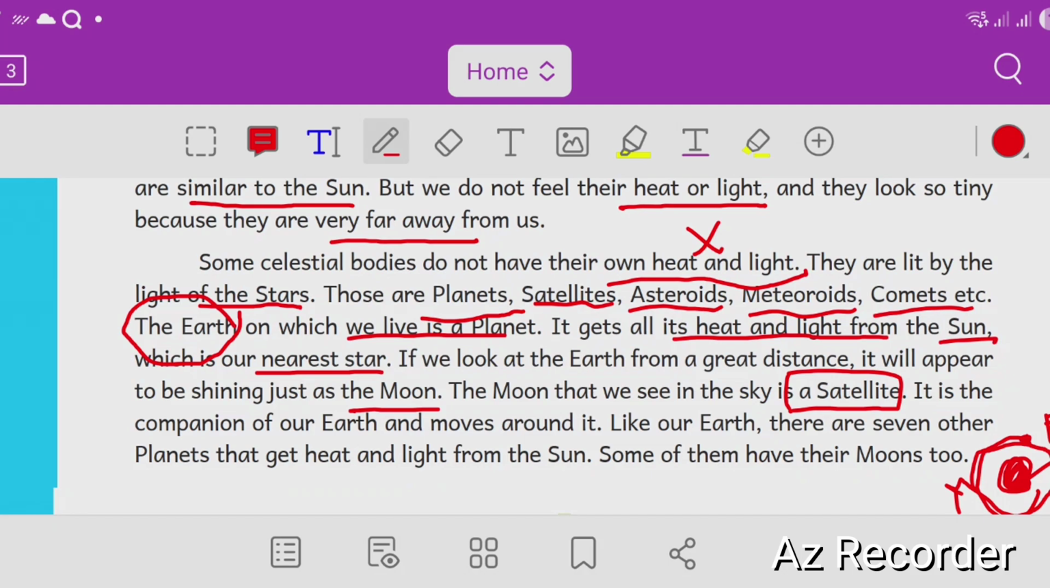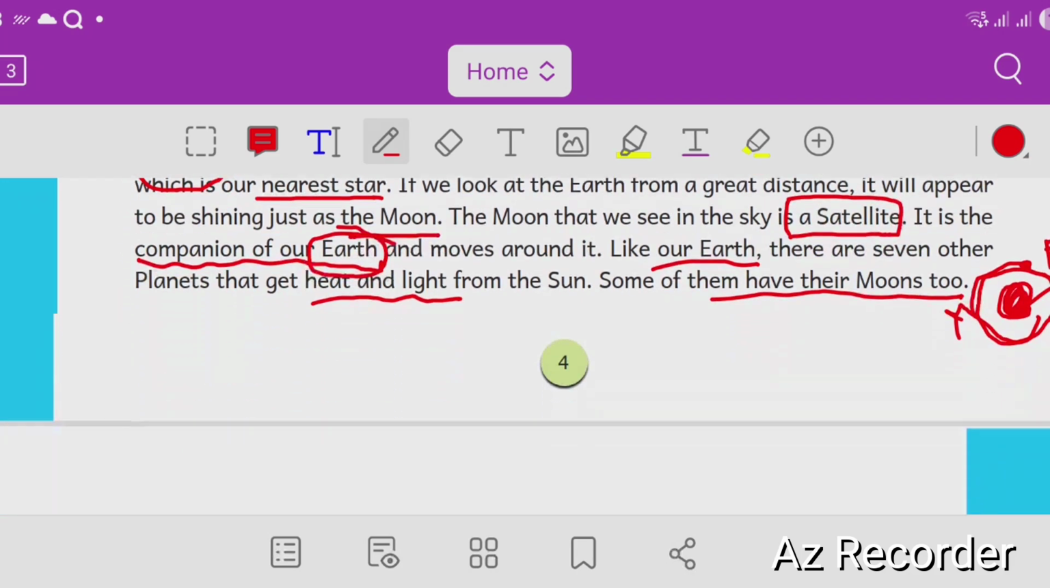There are 8 planets, and except for the first 2 planets, Mercury and Venus, the remaining 6 planets have moons. The moon that we see in the sky is a satellite. It is a companion of the earth. Companion means friend. It always moves around the earth. It is also like our earth. There are 7 other planets also, and they are also getting heat and light from the sun. Some of them have their moons too.